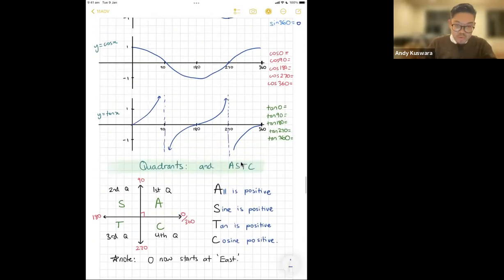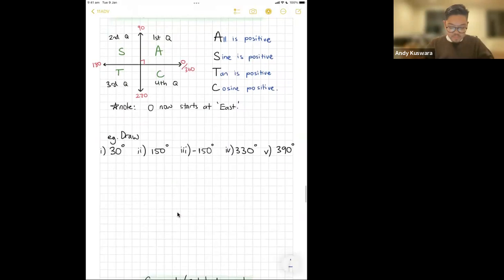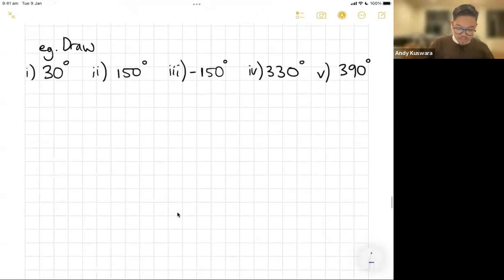Yeah, and I've made that little note here. Just don't get confused: if we're doing bearings, zero is up top. If we're talking about quadrants and all stations to central, zero is at east. Okay. Now, working with this, let's draw a couple of these angles so we get a bit of an idea.